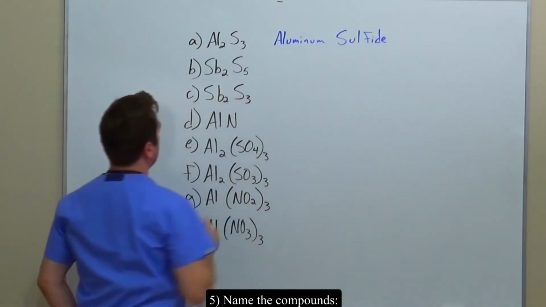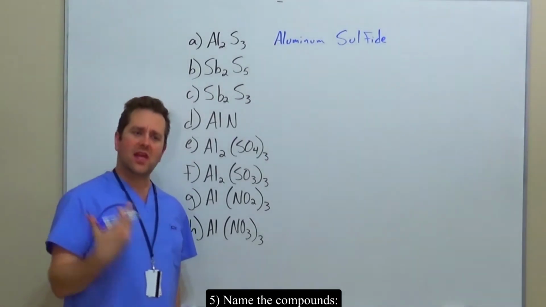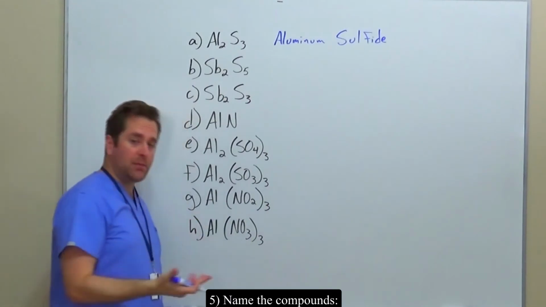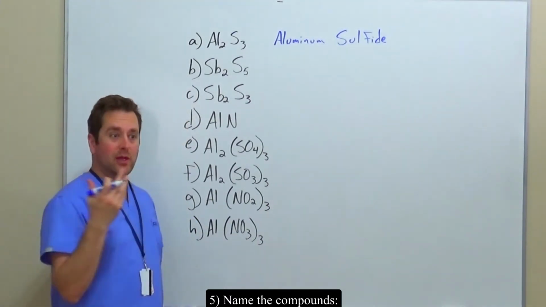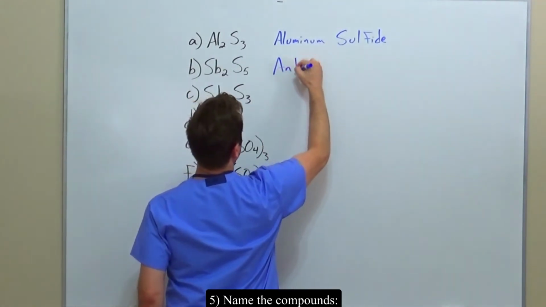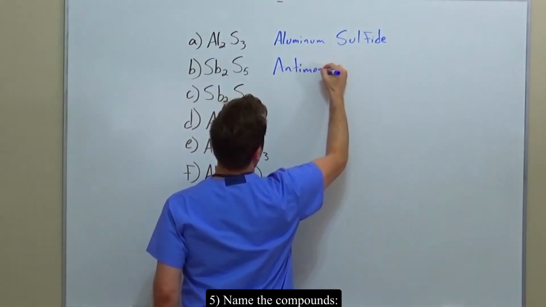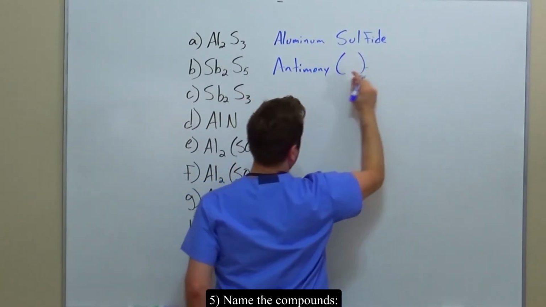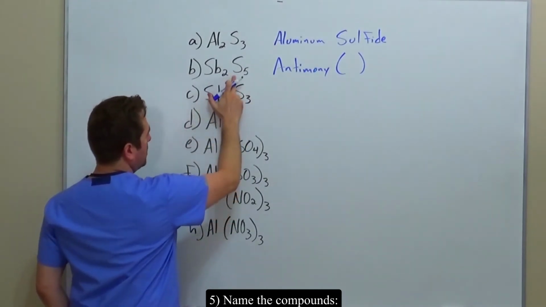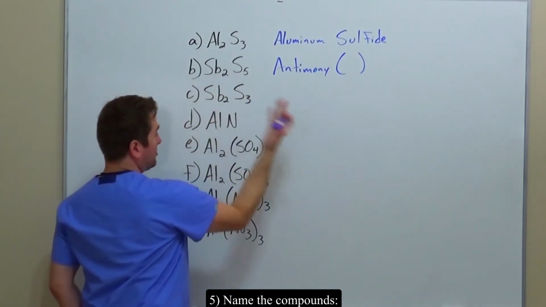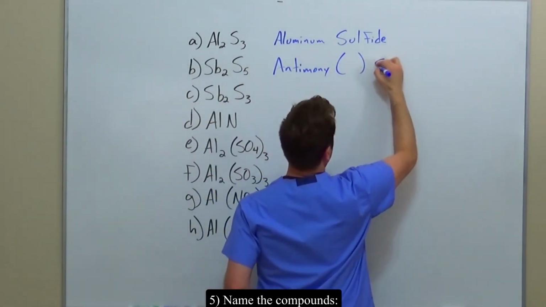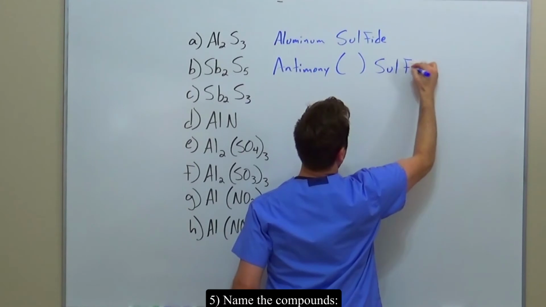All right, what about letter B? Now Sb, what is that? That's antimony. Antimony is a transition metal. So what does that mean as far as the naming process? We're going to have to incorporate the charge using Roman numerals. So antimony, I'm going to start with that. Antimony, and I know I'm going to have to list the charge, and right now I'm just going to leave it in parentheses. What about our anion in the compound? It's sulfur. So it's not a polyatomic ion, so I can still use the -ide suffix, sulfide.